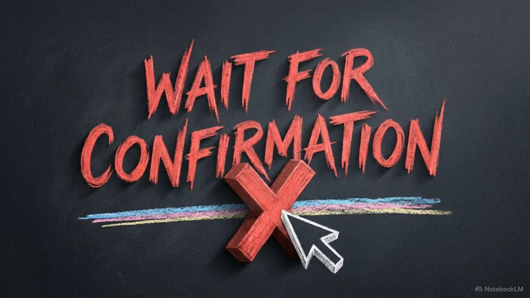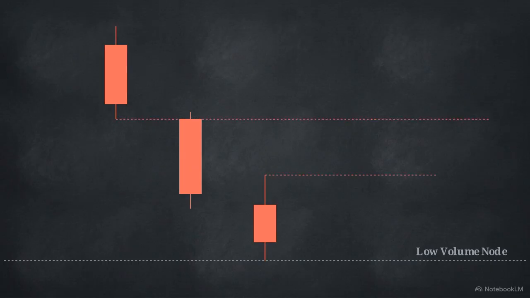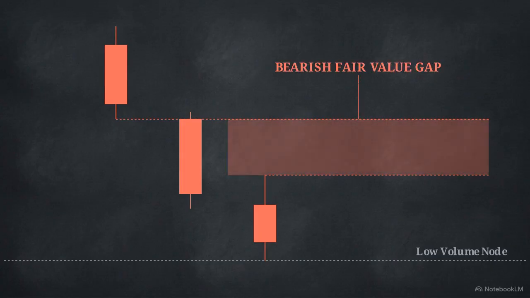Do not buy simply because price touched that low-volume line. Entering blindly on a touch is a common error. Instead, we need a trigger. Look closely at this 3-candle sequence. As the price pushes down into our volume node, watch for the first candle's low and the third candle's high to separate, creating a standard bearish fair value gap. Here is our trigger, the inverse gap.